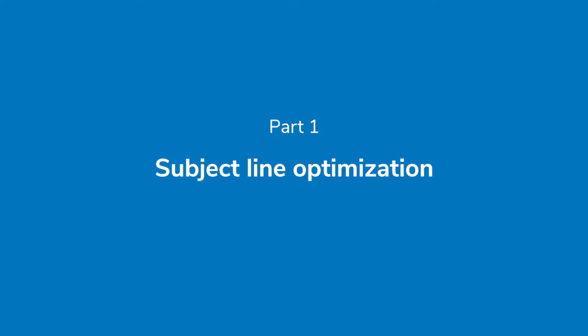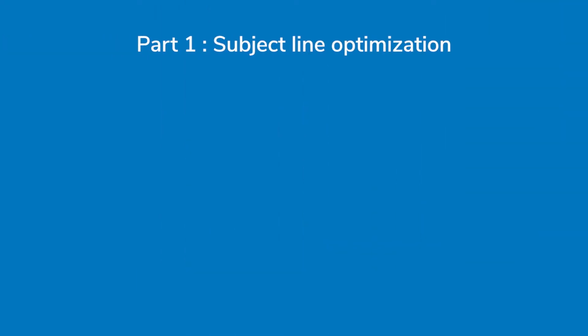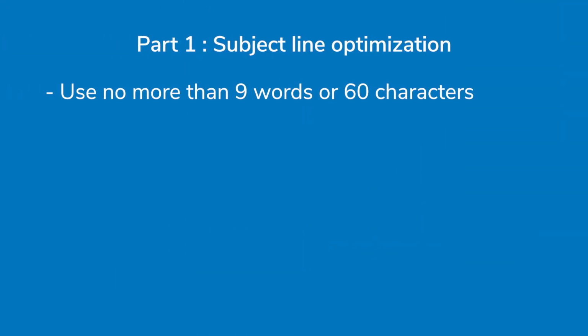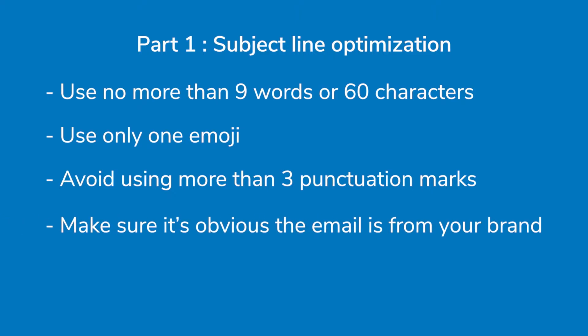First up, get their attention as soon as possible with optimized subject lines. We're starting with this one because your recipient will need to open the email to see anything else on your list. So here are some tips for great confirmation email subject lines. First, use no more than 9 words or 60 characters. Use only 1 emoji. Avoid using more than 3 punctuation marks. Make sure that it's obvious the email is from your brand.